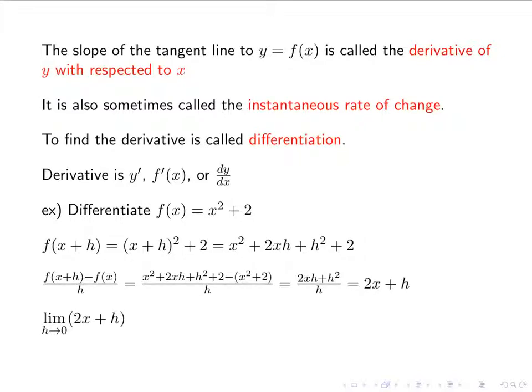So remember, I'm concerned with the limit as h goes to 0 of this guy. So what is the limit as h goes to 0 of 2x plus h? Well, this is a polynomial. It's continuous. I can plug in h equals 0. And if h is 0, I get 2x.